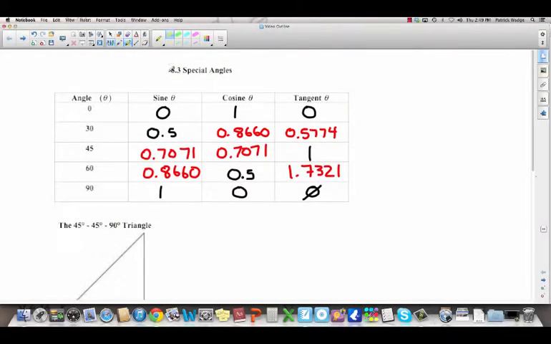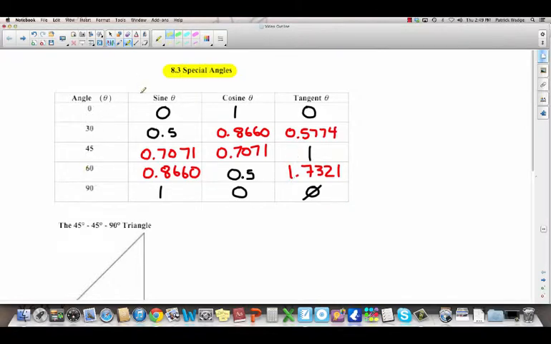Section 8.3 is on special angles. Not just any angles, special angles. Now, this will be another topic that'll be very useful in grade 11 and 12, but I think it's very worthwhile to take a look at it in grade 10 as well.